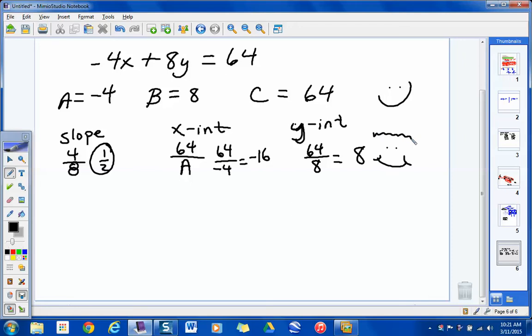Last thing then. Take the information from the second part and write me an equation now in slope-intercept form. What is this standard form equation in slope-intercept form now? Y equals 1/2 x plus 8. Okay.